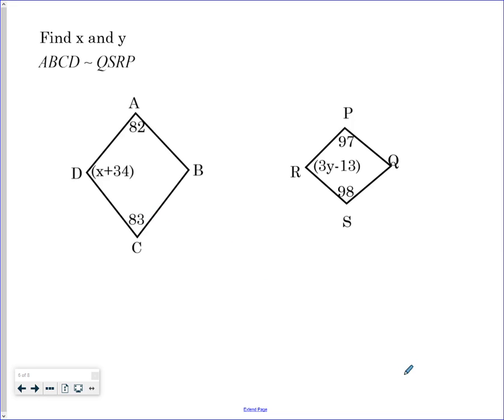On this one, find x and y. So on this picture, they've obviously rotated it somehow, right? They could have also flipped it. I don't really know. So I trust the similarity statement. It says ABCD similar to QSRP.